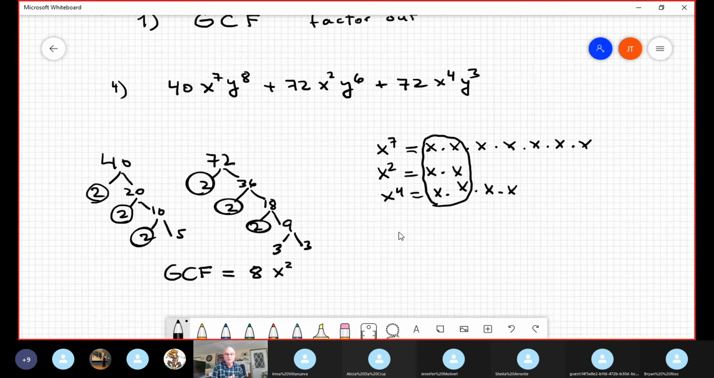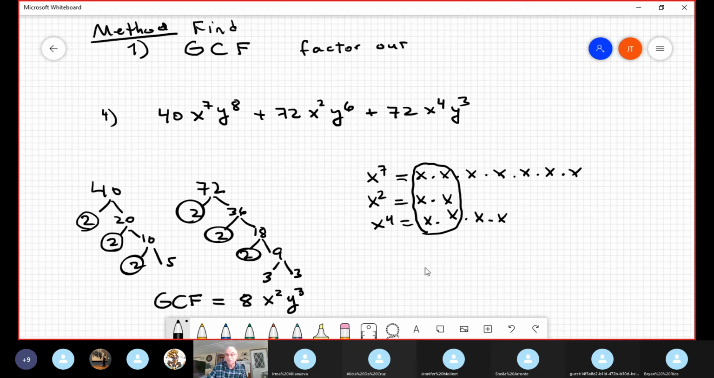You see, it's repeated in every expression. Of course, it's common. But how many is common? 2. And what about Y? Y is 3. That's it. Y is 3. This is my GCF, and this is my first step. Find the GCF.